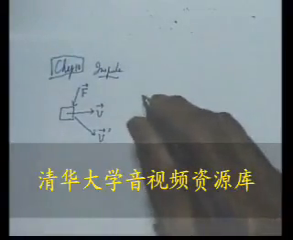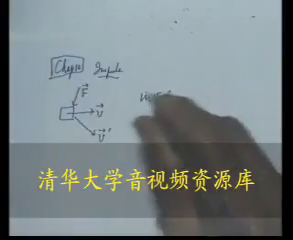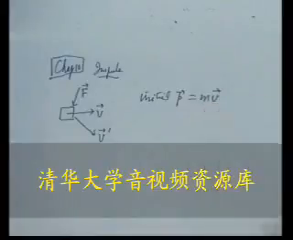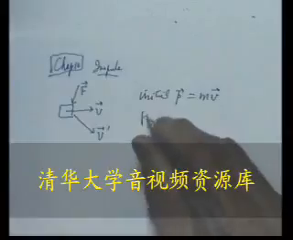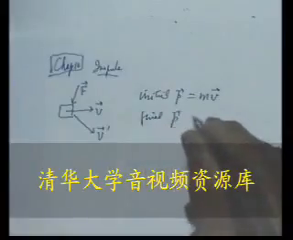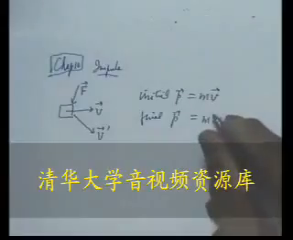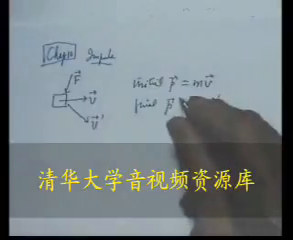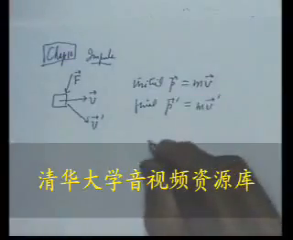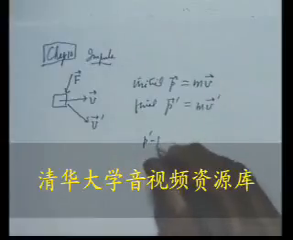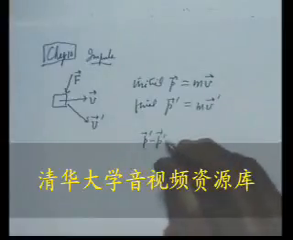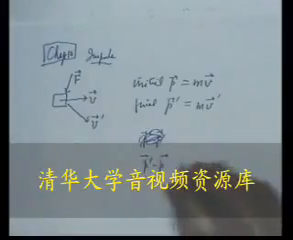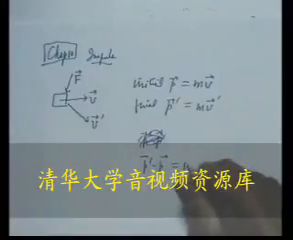The original momentum, initial momentum, is equal to mass times the initial velocity. Final momentum is equal to m times the final velocity. The difference is the vector that is defined to be the impulse.